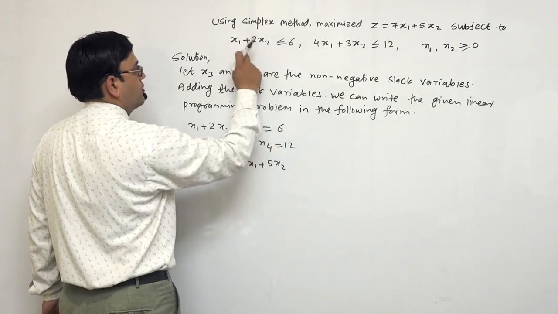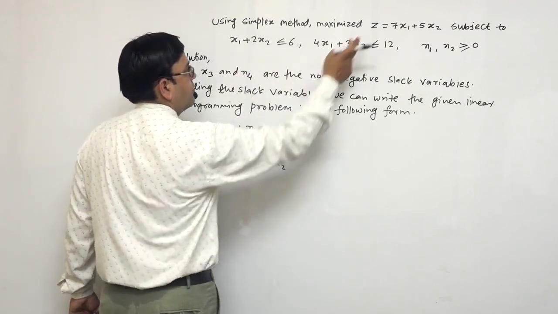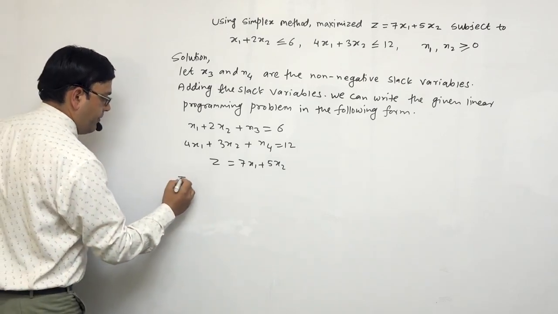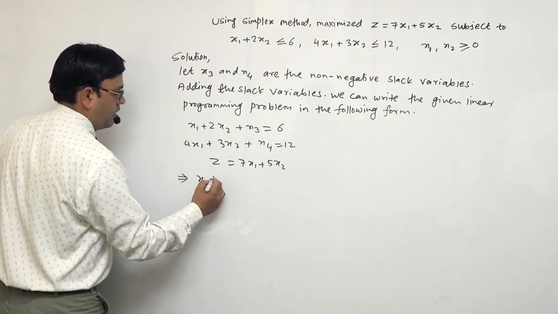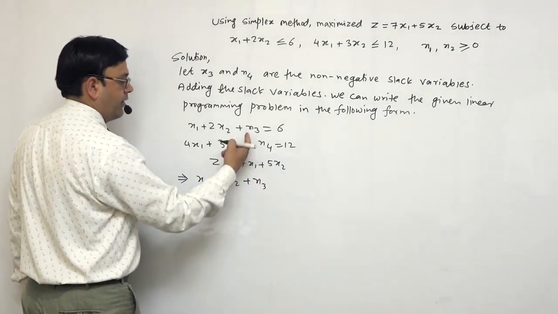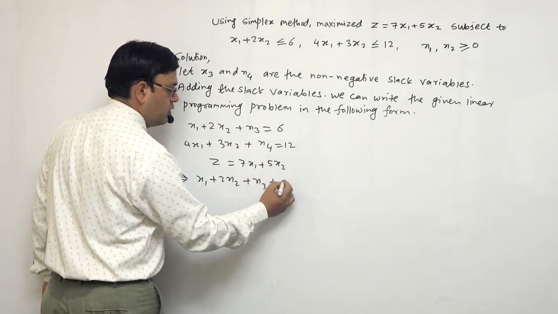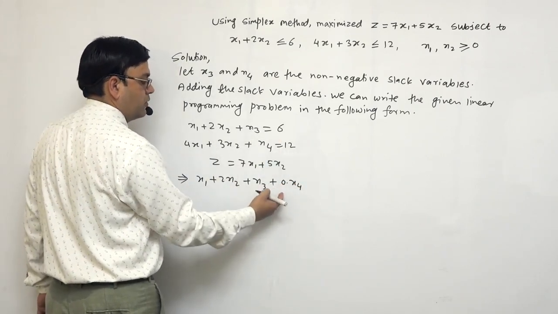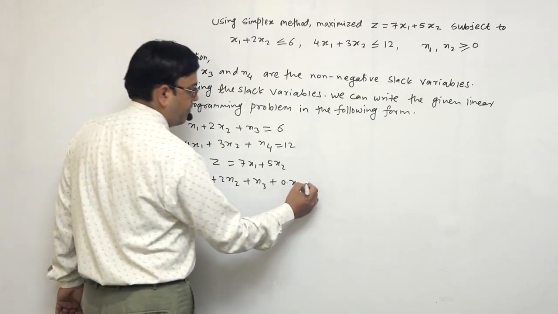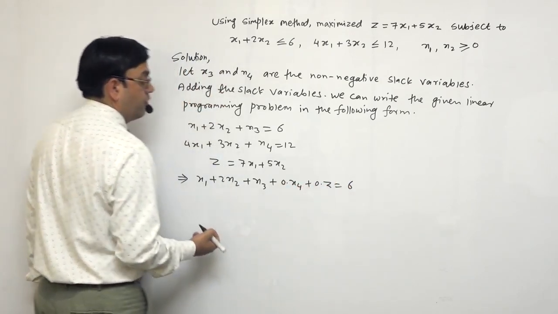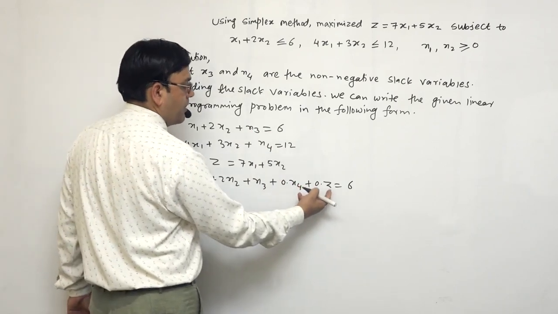In this way, we wrote this one and then this one and this one also here, and which gives x1 plus 2x2 plus x3 plus 0 times x4, because there is no x4, so 0 times x4 is also 0, plus again 0 times z is equals to 6. So here is no z also, so 0 times z.